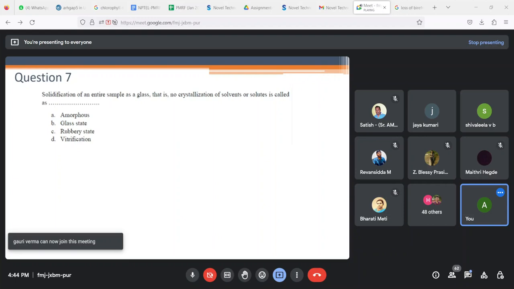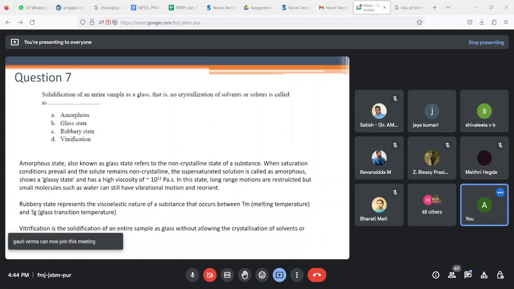So what is the difference between glass state, amorphous state, rubbery state? Any idea? I don't think this is there in lectures, but this is actually a part of your syllabus, because this was asked in your previous assignment and exam questions. So amorphous state is also known as a glass state. So basically amorphous state and glass state are the same. They refer to a non-crystalline state of the substance. That is, when you're cooling something rapidly, you're not allowing the food to form proper crystal structures. It's just basic random motion of the food particles that are directly frozen. So there is no proper crystal structure as such.